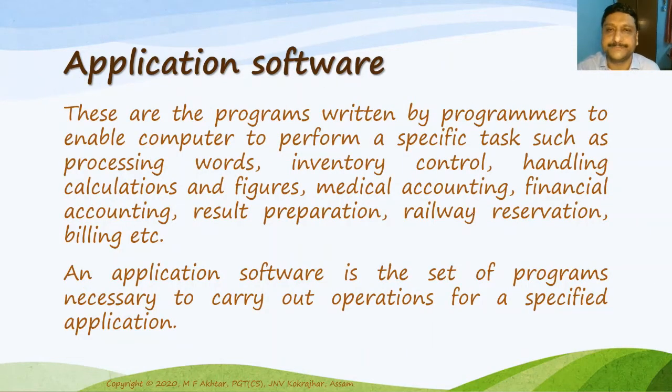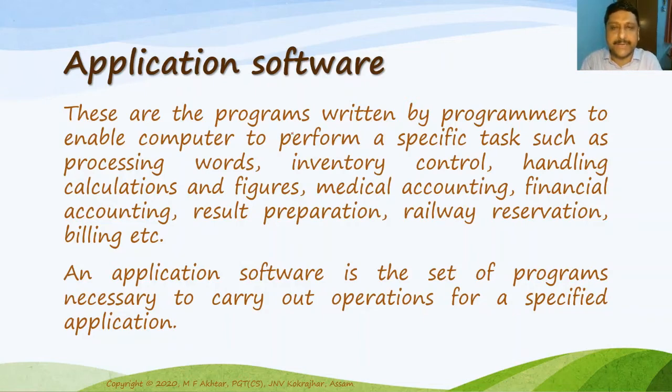Application software. This is another type of software which is known as application software. These are the programs written by programmers to enable the computer to perform a specific task, such as processing words, inventory control, handling calculations and figures, medical accounting, financial accounting, result preparation, railway reservation, billing, etc. See, we have learned system software. Now this is application software.